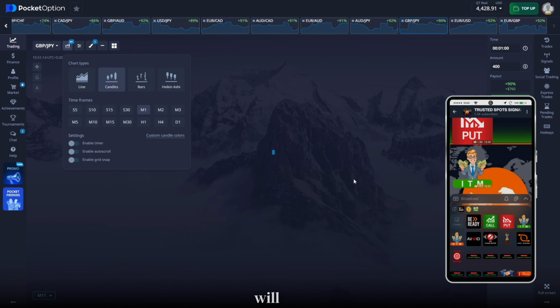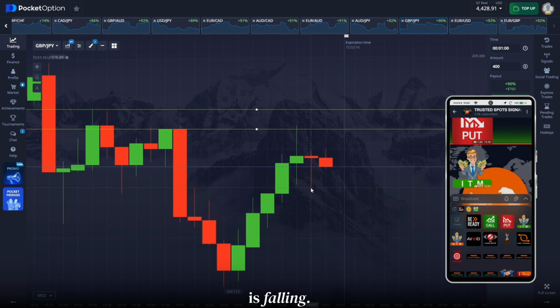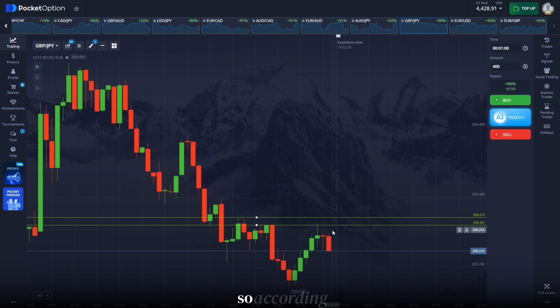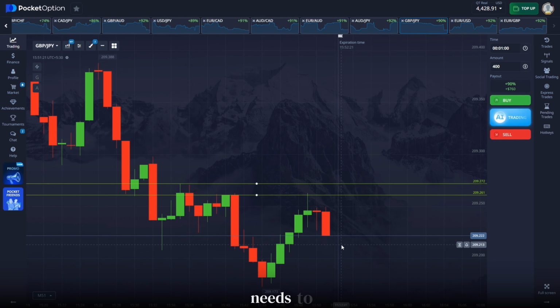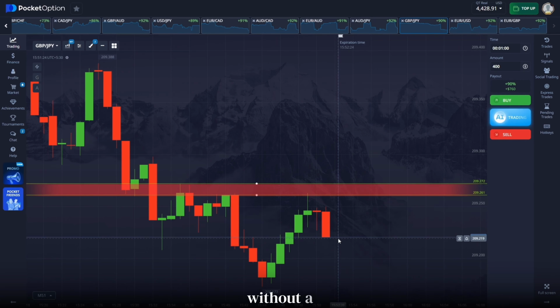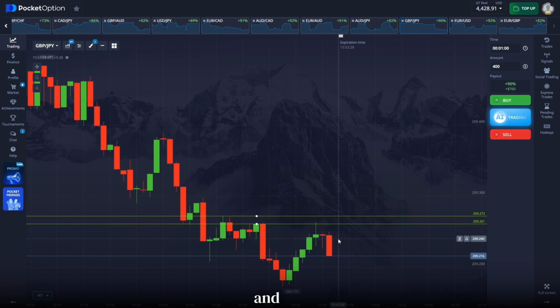Simple, that price will fall. Which price is falling? It is retracing back, but still it is falling. So according to the strategy, the candle needs to close inside without a breakout. The 5-second chart needs to have solid confirmation, and the price has to hit a recent support or resistance, or a clearly visible zone, which can be the reason for reversal.